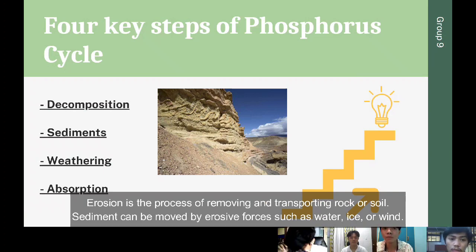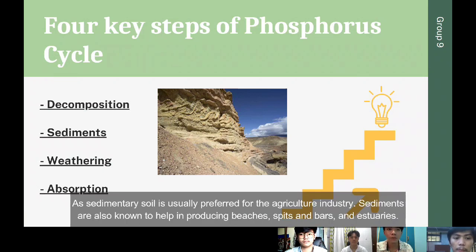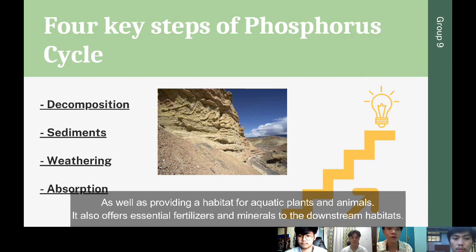Sediment can be moved by erosive forces such as water, ice, or wind. Sediments have a vital role as they usually add nutrients and minerals to the soil. Sediment-rich areas are often known to also be rich in biodiversity. A sedimentary soil is usually preferred for the agriculture industry. Sediments are also known to help in producing beaches, spits, bars, and estuaries, as well as providing a habitat for aquatic plants and animals.